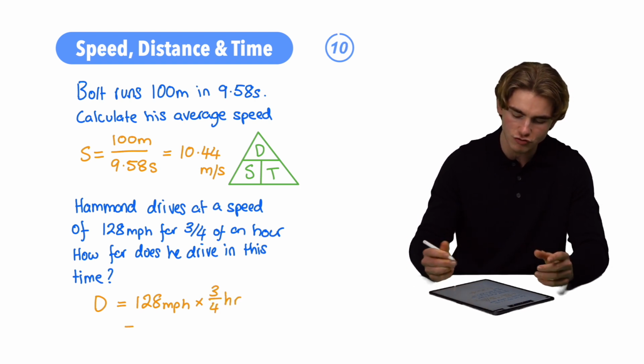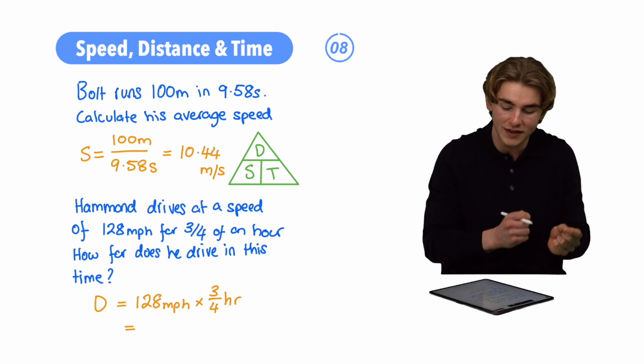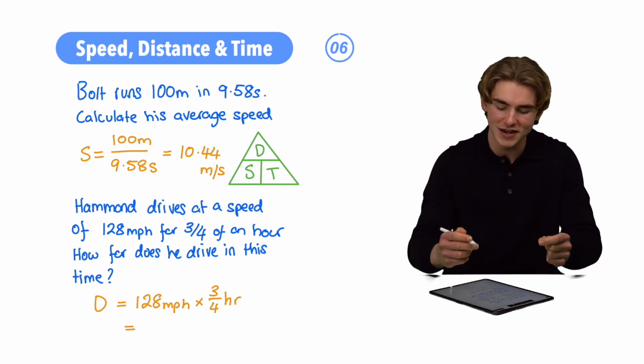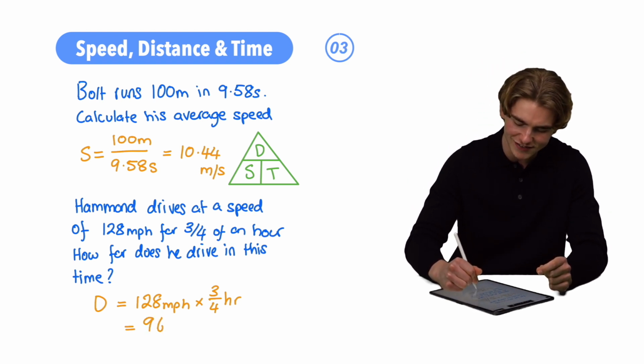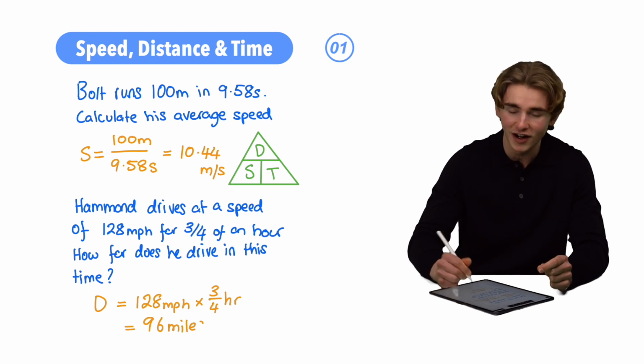And what's that going to be? 128 times 3/4 is going to be 128 divided by 4 times by 3. That's going to be 96, guys. So we get 96 miles as our answer.